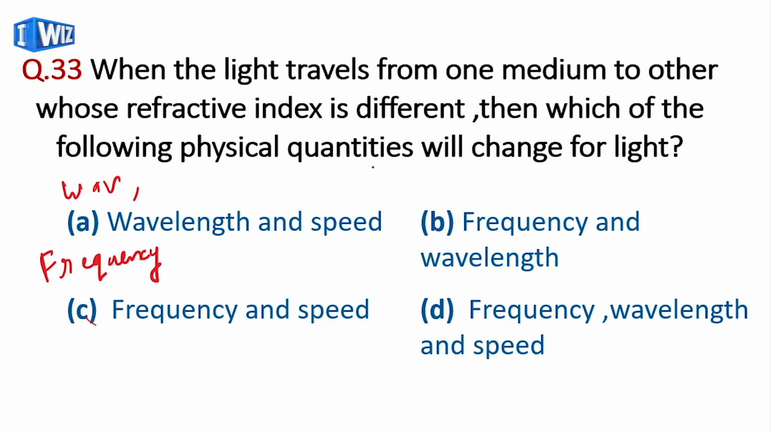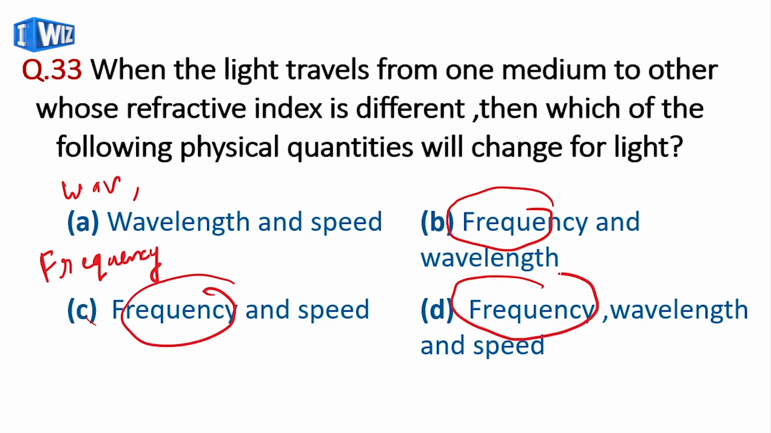So you have to tell which of the following physical quantities will change for light. So you have to leave the frequency because it will not change. And it is coming in three options. So we will ignore it. So the right answer will be A. Wavelength and speed. Always remember that frequency will stay the same. Next.